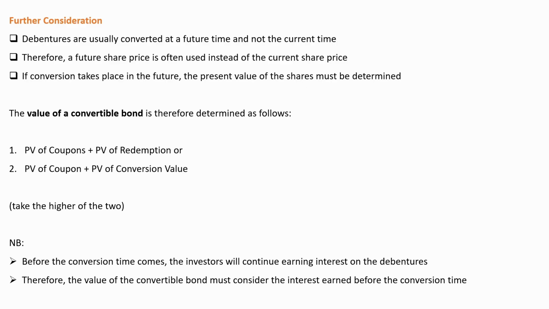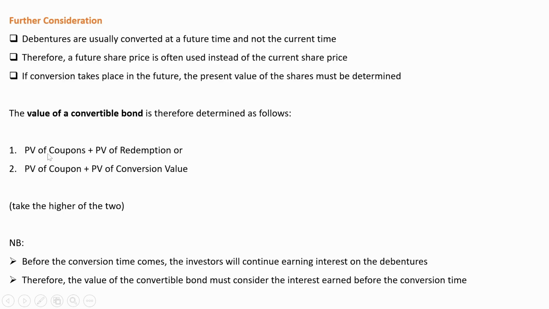So remember what we do with the valuation of debentures. We normally calculate the present value of the principal because the principal is to be paid after a number of years. The same thing is going to apply here. If conversion takes place in the future, you have to estimate the share price in future and then you discount it. You find the present value of that share price. So the value of a convertible debenture is therefore determined as follows.